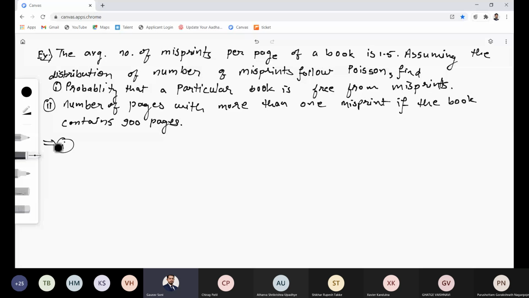Is it that difficult? R equal to 0, that will be e to the power minus z. The value of z is 1.5, coming 0.2231. 0.2231 exactly.